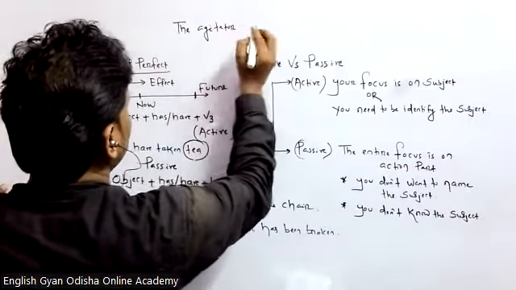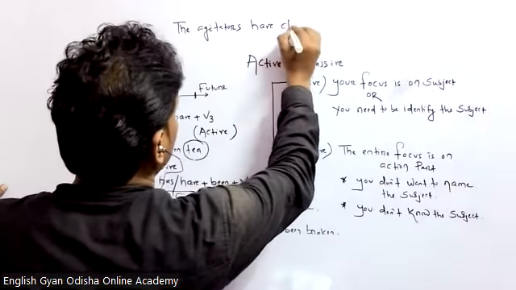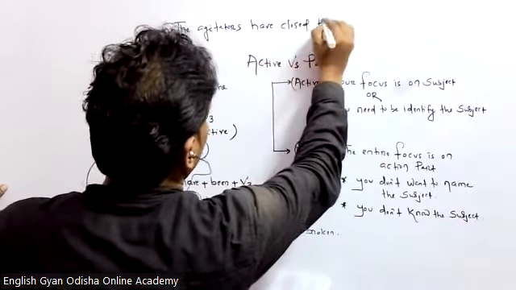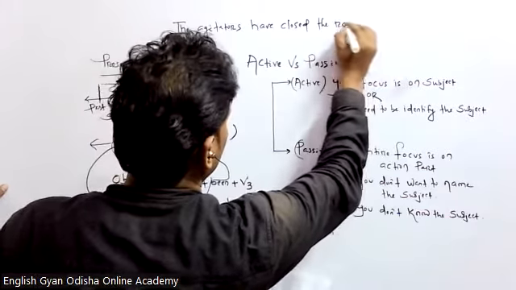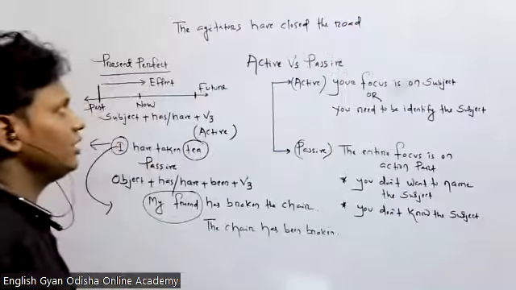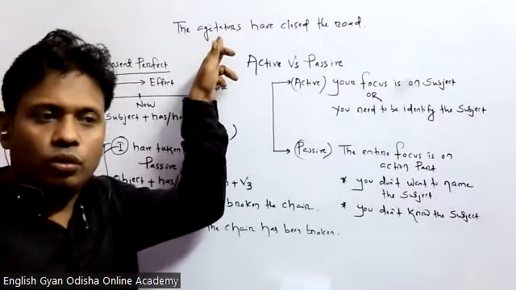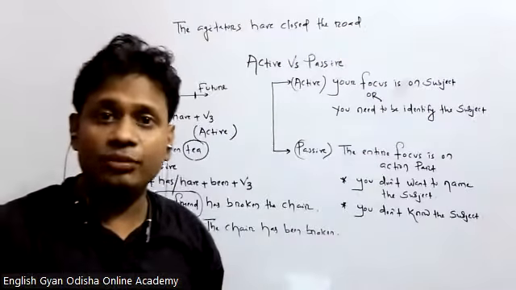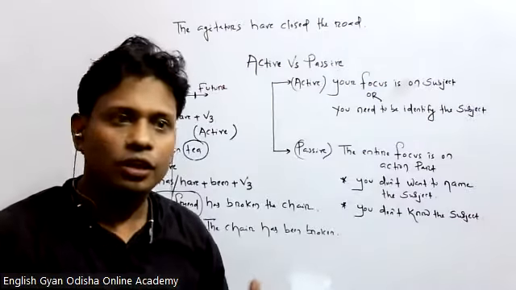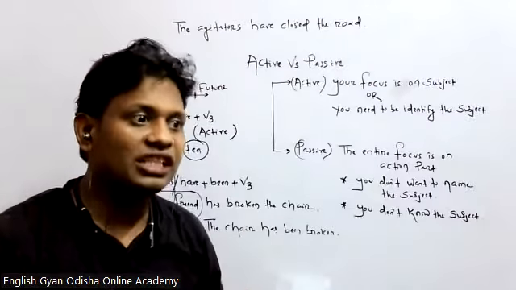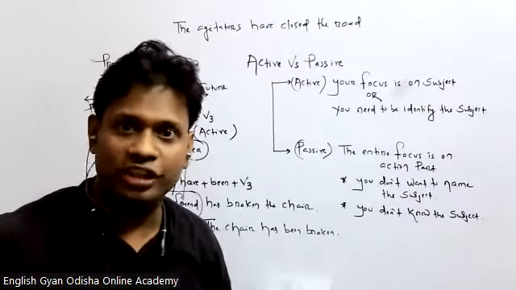I'll explain it, don't worry. The agitators have closed the door, closed the road. You feel like this. The agitators means the persons who are going for the agitation. Agitation means a kind of protest, right? You are sitting in dharna, you are marching towards the Chief Minister's residence, something like that. You can say agitators.